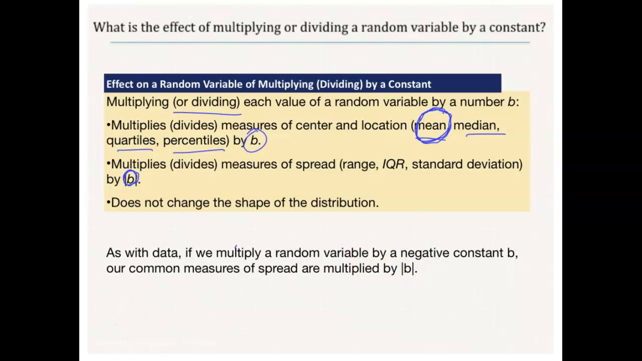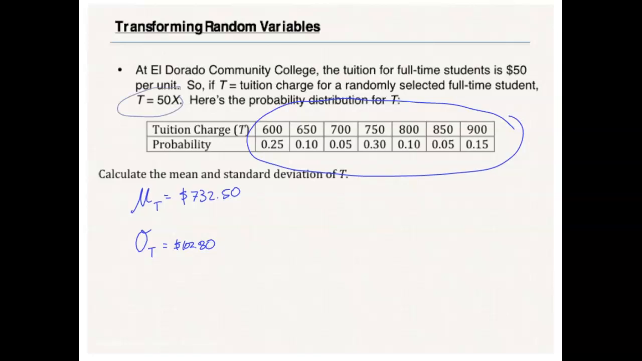Now we know what we can do if the transformation is just a multiplier like this. We would just multiply the mean and standard deviation by that same value, and we would end up with our new transformed mean and standard deviation.